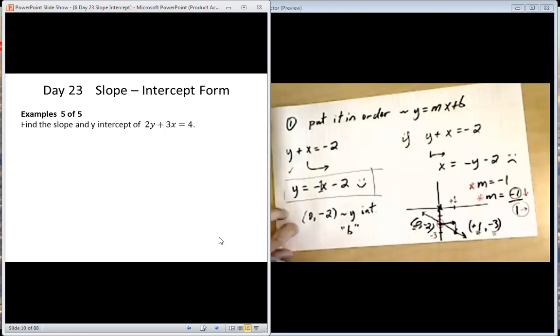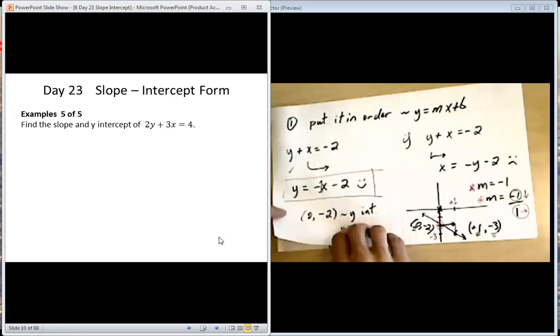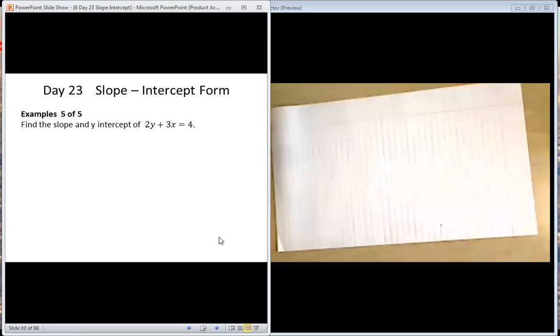Y is minus 3/2 plus 4. Yeah, I think so. Oh no, almost. For this last example, a student in class is trying to figure it out. Almost got it. Minus for the slope is true, but the y-intercept, not quite.